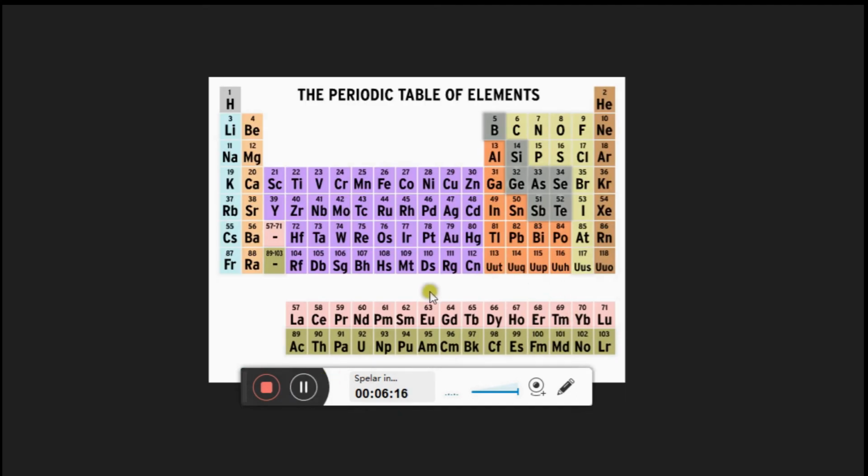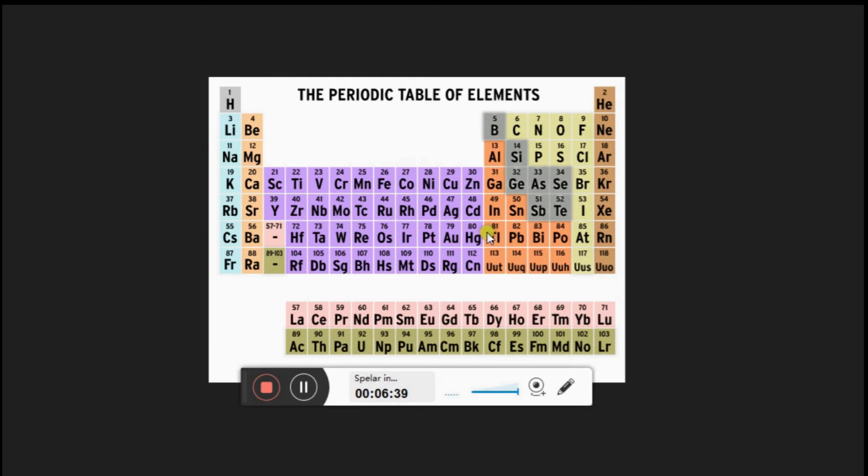Now children, you can see that this is the periodic table of elements. A pure substance which cannot be broken into two or more pure substances by chemical means is called an element. There are about 118 different elements which have been identified till today.